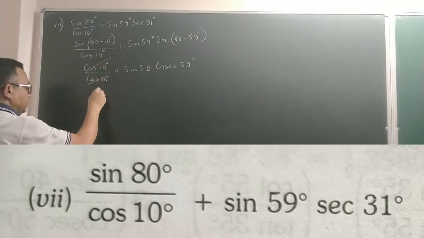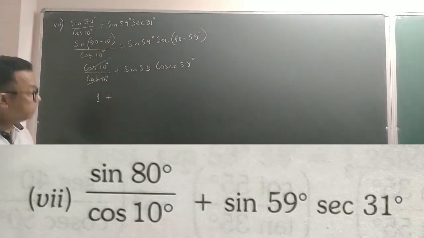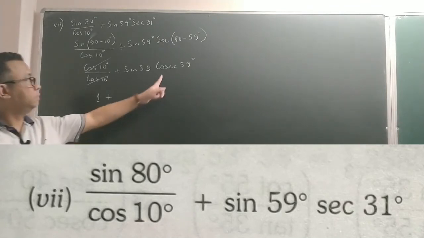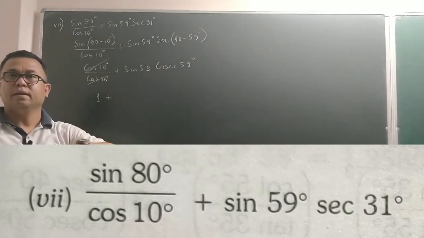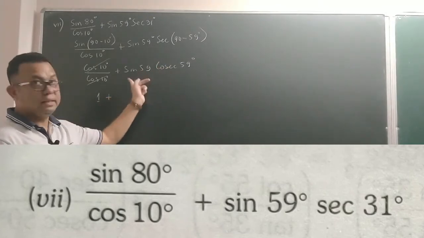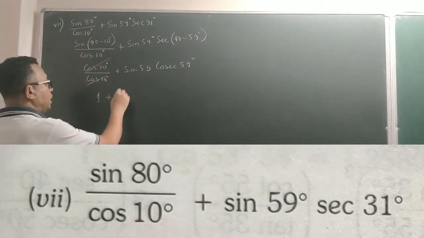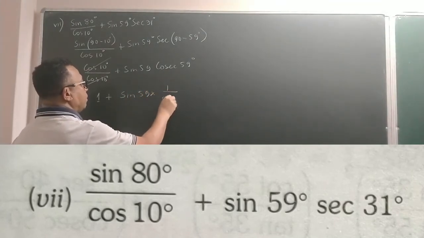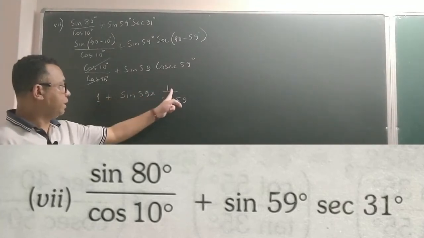Very nicely cancellation means 1 plus. But then we have not done any question sidewise. Now sidewise you have sine 59 and cosec 59. We cannot cancel. But in the very first class we have learned that cosec is the reciprocal of sine. Even when we were making the standard table, I told you that cosec is the reciprocal of sine. So this cosec 59 I'll write as 1 by sine 59, because cosec is the reciprocal of sine or sine is the reciprocal of cosec.